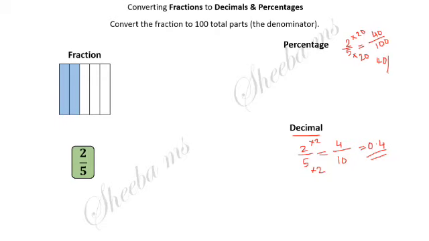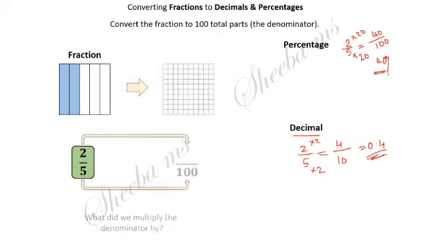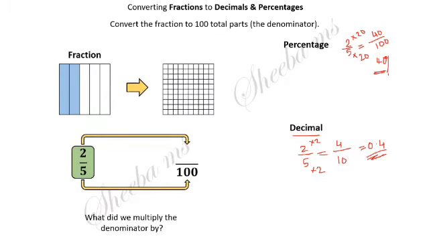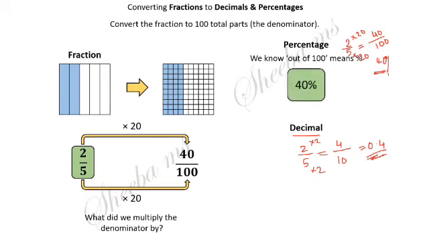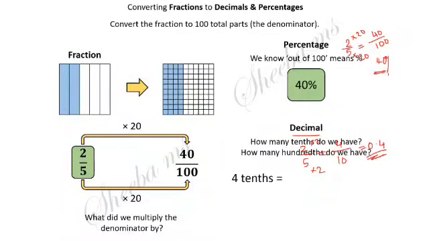So 2 by 5 we can write in decimal form as 0.4 and in percentage form as 40 percentage. Let us see how. For 100, we multiply by 20, so 40 by 100 is 40 percentage. And for changing into decimal, we want to know how many tenths and hundredths there are. Here there are no hundredths. How many tenths are there? 4 tenths are there, that means 0.4.